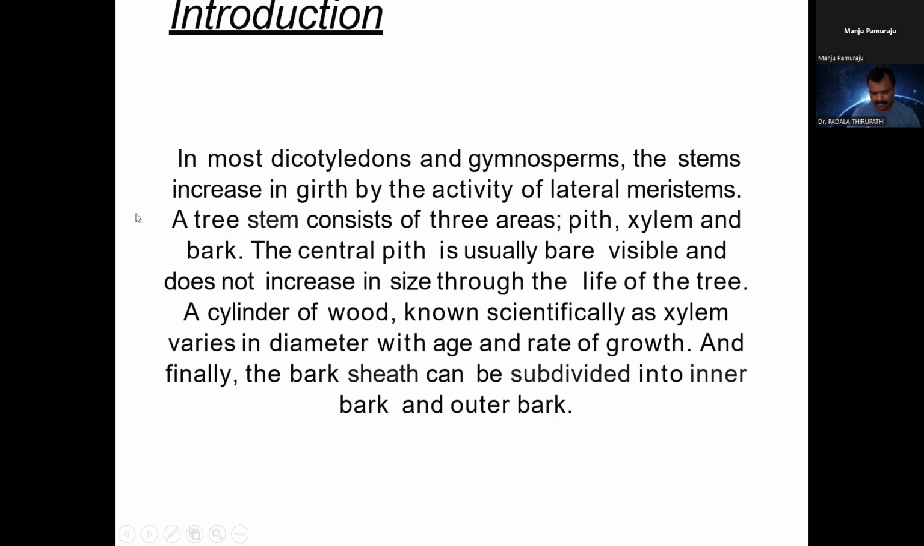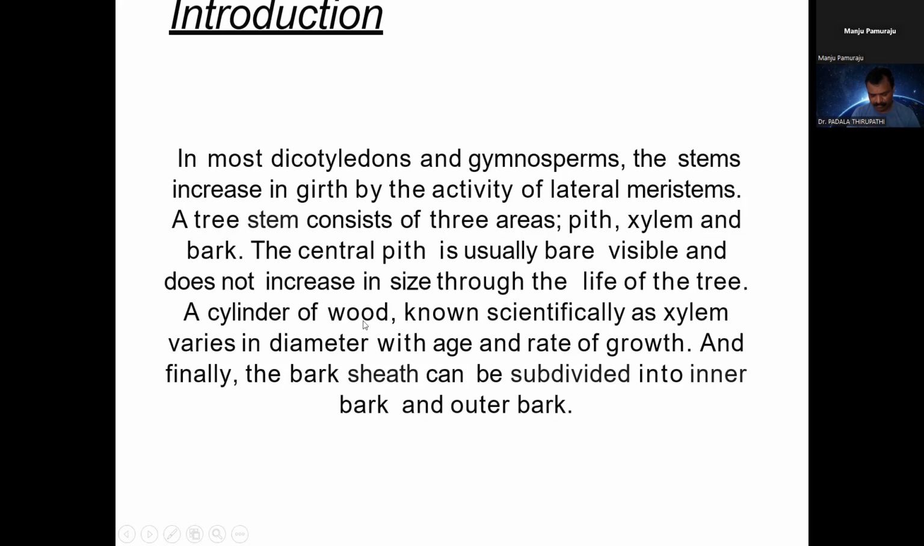A tree stem consists mainly of three areas when we observe secondary dicotyledonous wood. In the transverse section, we can identify the central pith, the xylem, and the bark, the brown colored one. The central pith is usually clearly visible, easily identified, and does not increase in size through the life of the tree.